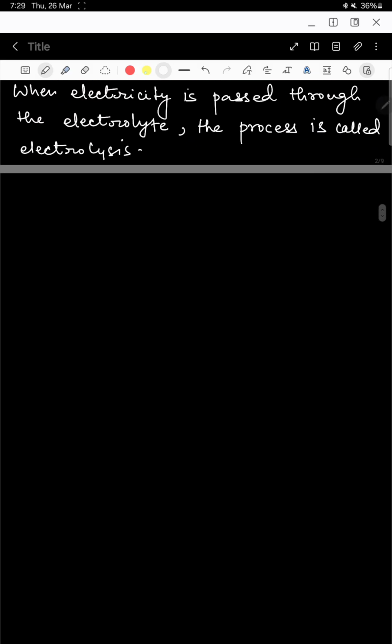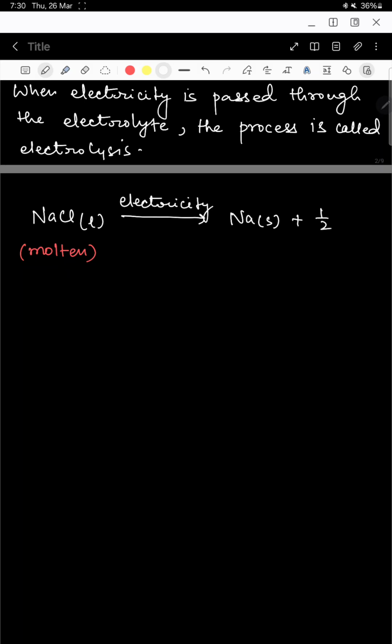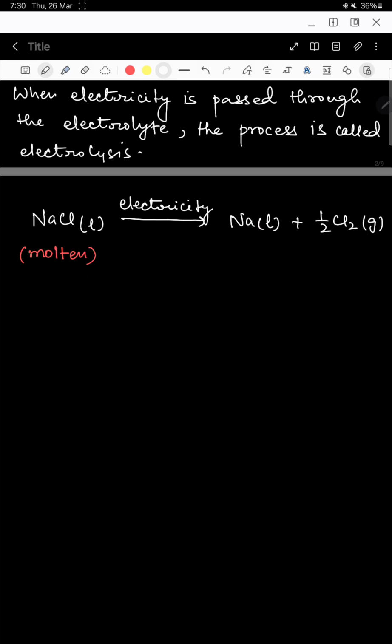Now suppose we take the example of molten NaCl. Just I took that example. So we have molten NaCl. When electricity is passed through this molten NaCl, it decomposes to sodium metal and chlorine gas. The sodium which is formed is usually in the molten form, but it can be solid also. That depends. Whatever it is, we get sodium and chlorine.